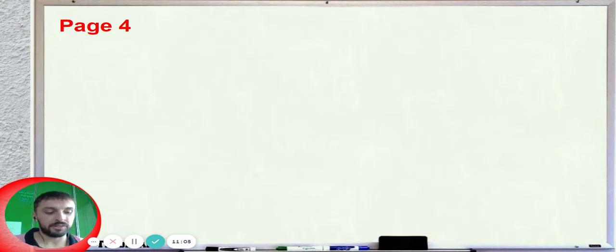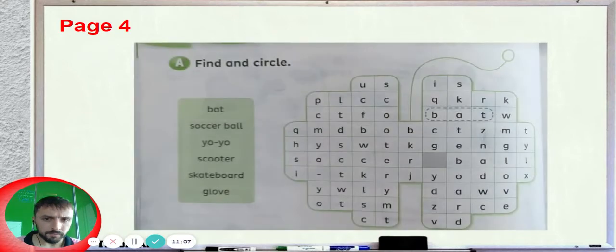Okay, page 4. Let's start page 4. Find and circle. So look at the words in the green box: bat, soccer ball, yo-yo, scooter, skateboard, and glove. And then can you find them in the word search? Okay, can you see them?